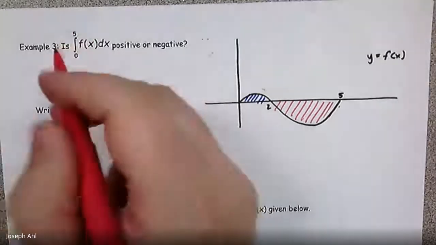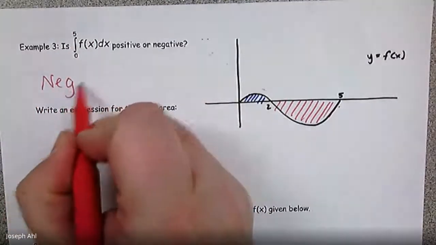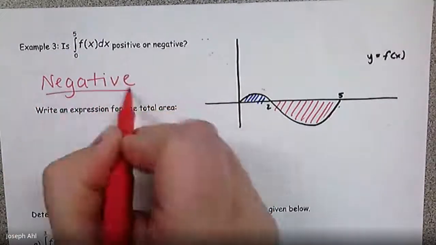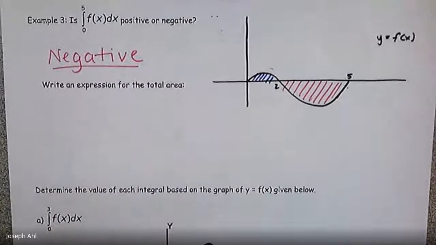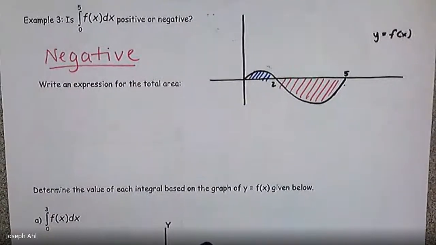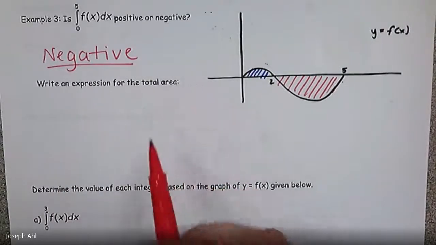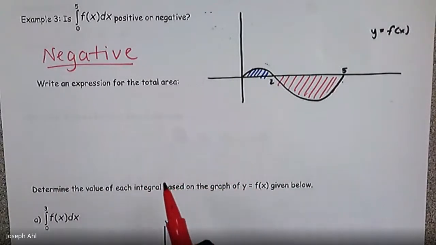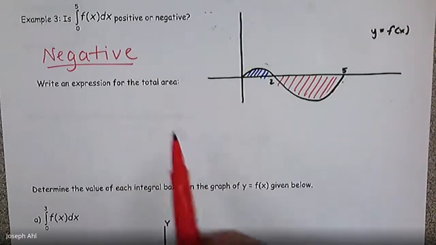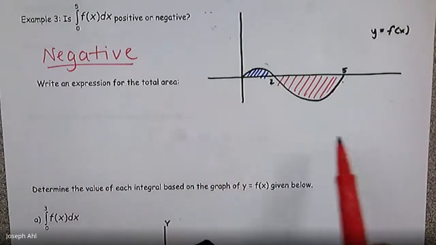So I would venture a guess, even though we don't know the exact function here, that altogether, the integral from 0 to 5 would be a negative area. So then write an expression for the total area. I would hit pause real quick, just make sure you're pretty good at doing this at this point, because we talked about this earlier in the lesson, but I'm going to write my answer right now.